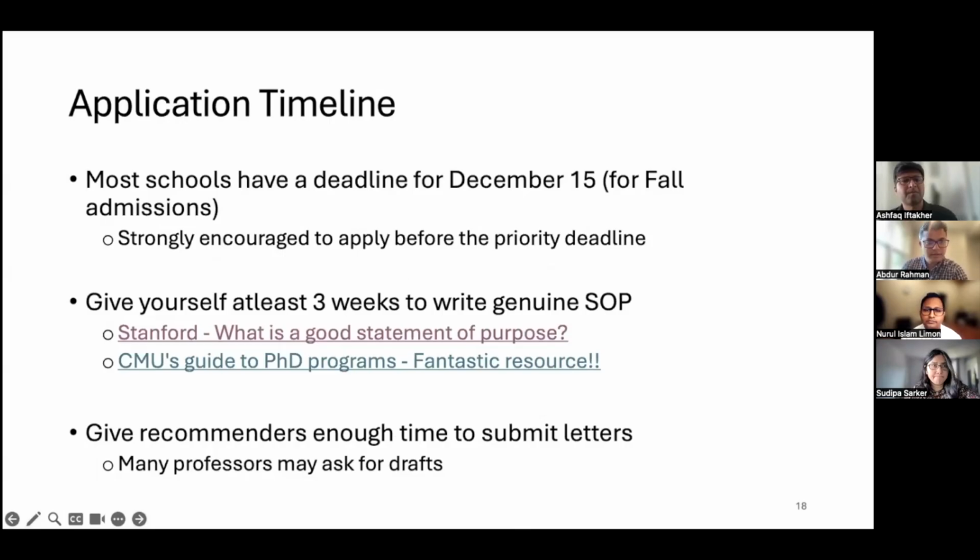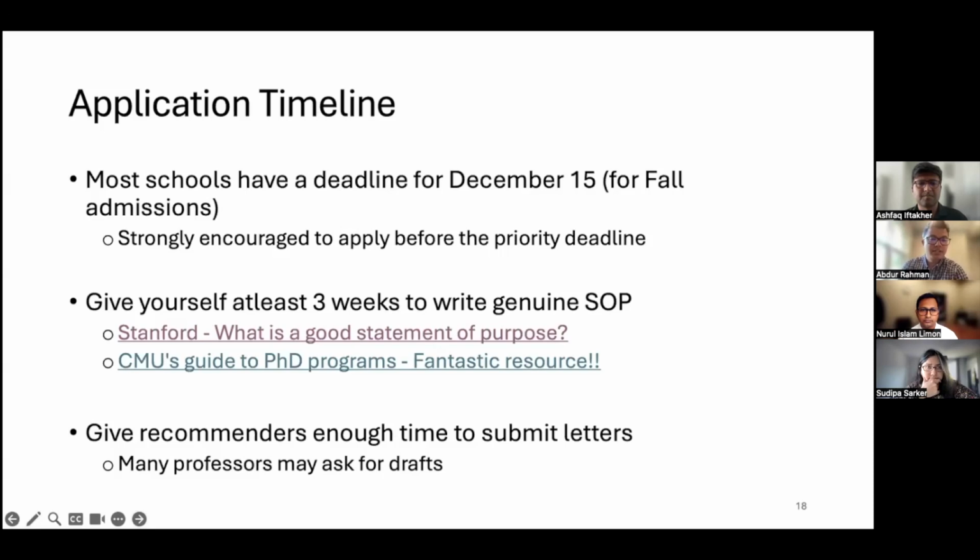Okay, so application timeline. Most of the schools usually start, let's say we're applying for a fall admission, at the end of the previous year. Let's say we're applying for fall 2026. We would try to start as early as November or December of this year.